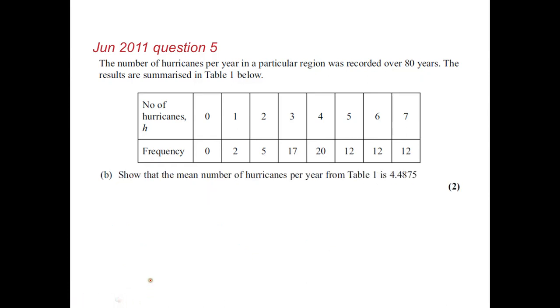Okay, so show that the mean number of hurricanes per year is 4.4875. So they've quoted that because you're then going to need to use that later in the question. Okay, so we've just got to show that it's going to be true. So this is a nice frequency table. We're going to do 0 times 0, plus 1 times 2, plus 2 times 5, etc., all the way up to 7 times 12. You need to make sure you're writing all of these, what I've written out. You need to give me some indication that you've completed the mean. Okay, so that will be absolutely fine. Nothing is incorrect with that.